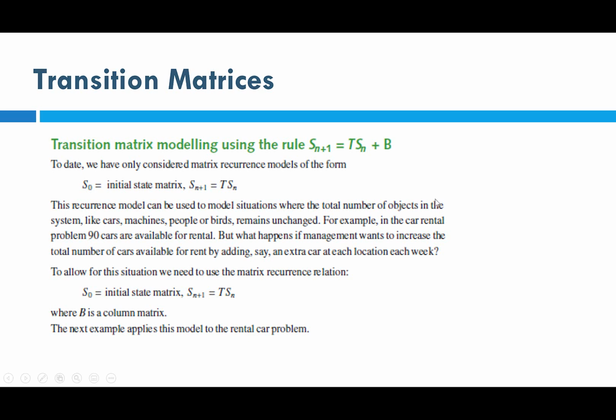solution. Right. And this bit here, transition matrix modeling using the rule S of n plus 1 equals T S of n plus B. So to date, we've only considered models of the form like this. This recurrence model can be used to model situations where the total number of objects in the system, like cars and machines, people and birds, all remain unchanged.